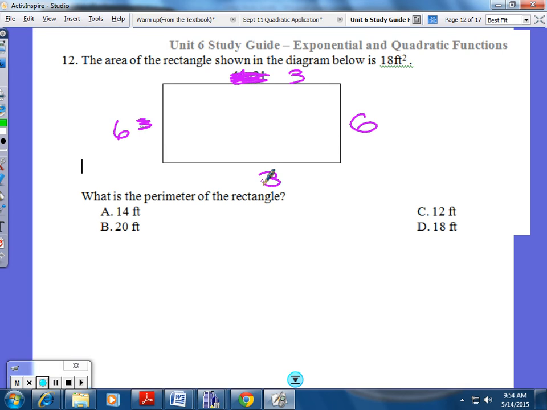And to find the perimeter, you can just add up all the sides. 6 plus 6 is 12, 12 plus 3 is 15, and 15 plus 3 is 18. So our perimeter is 18.